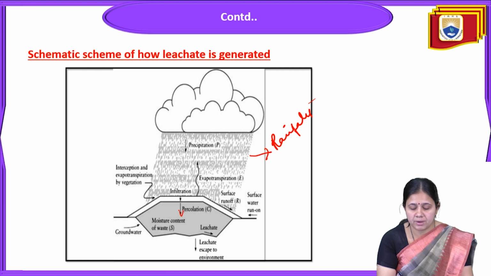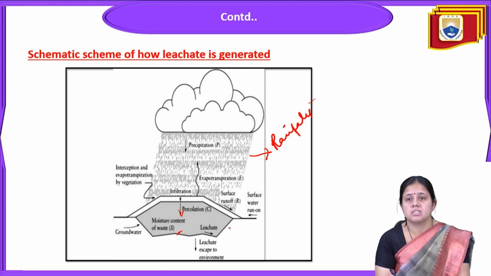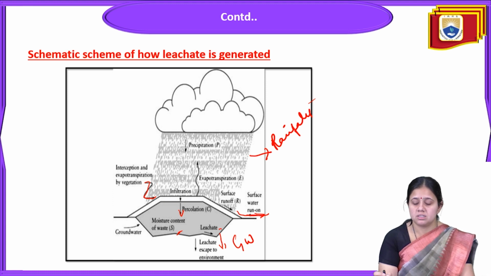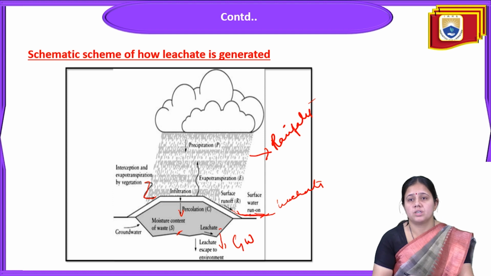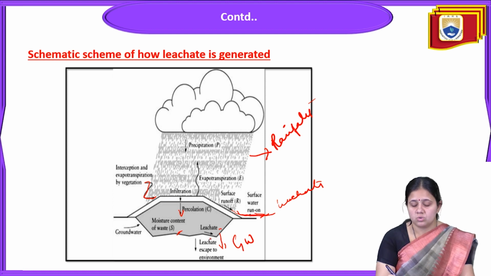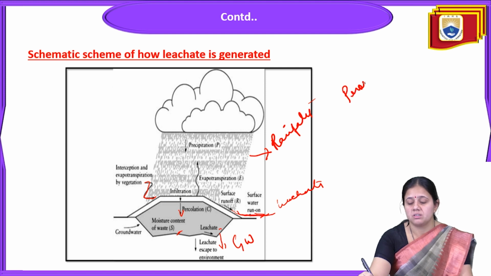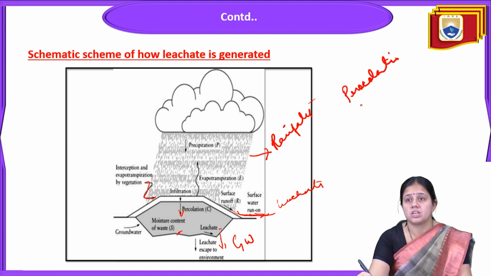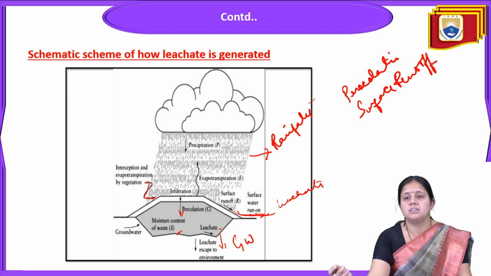So rainfall water will be coming onto the landfill site. During the infiltration, percolation will be there. Then the moisture content of the waste, and leachate escapes to the environment. Here the leachate is entering the groundwater. Then water will go out through surface runoff, and then there is interception and evaporation by the vegetation. Some evaporation will also be there. This is the surface runoff. Through surface runoff leachate will be going, and through percolation into the groundwater, leachate escapes to the groundwater. So by the process of percolation and surface runoff, this leachate will enter the environment.